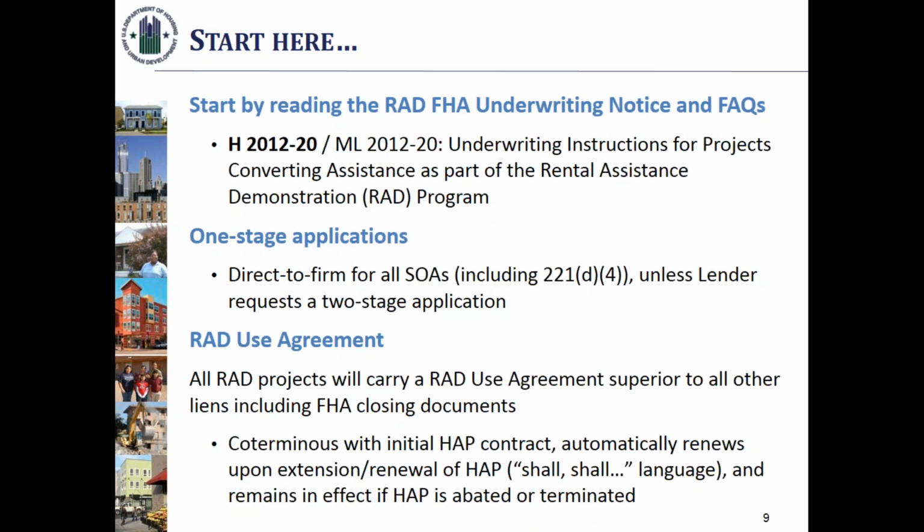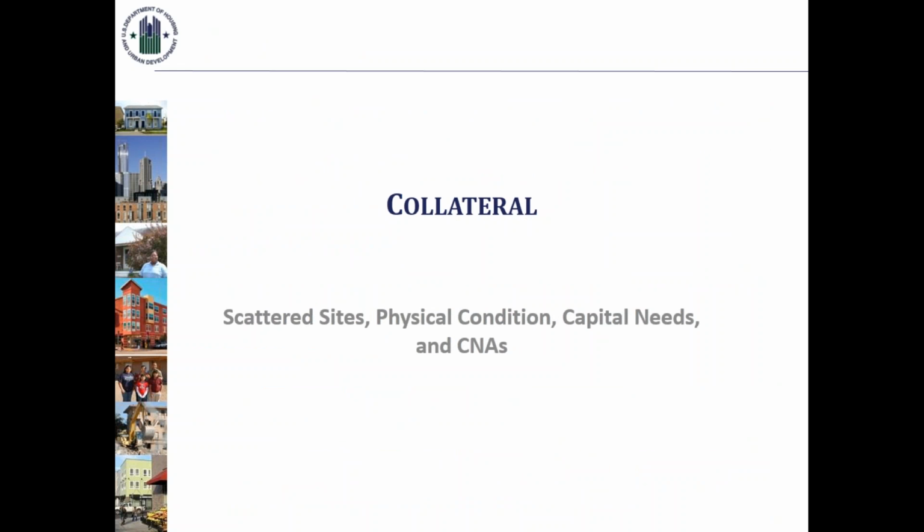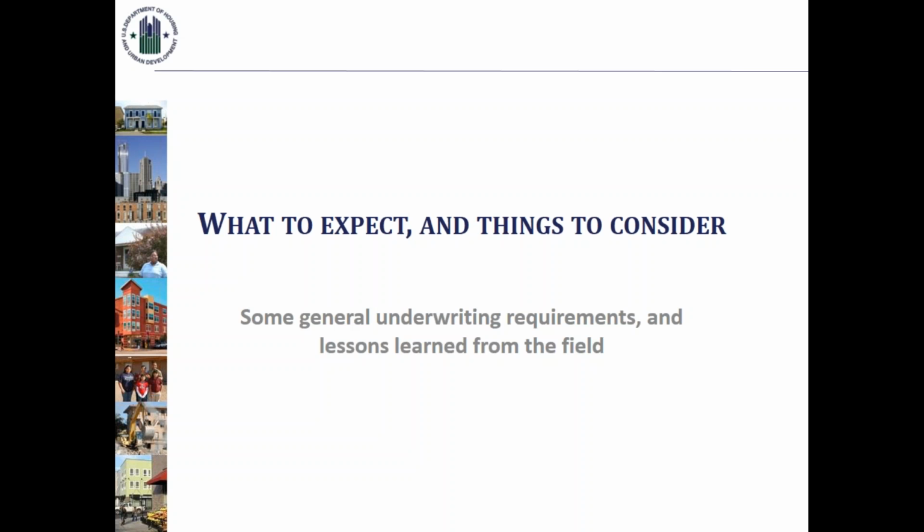It'll be coterminous with the initial HAP contract. It will automatically renew upon extension or renewal of the HAP. That's the shall or will language that HUD will offer and the owner will accept. And it remains in effect if the HAP is abated or terminated. So this is really the essence of the flexibilities that we've provided to accommodate RAD deals. It's due to the existence of this RAD use agreement and essentially the Section 8 really in perpetuity.